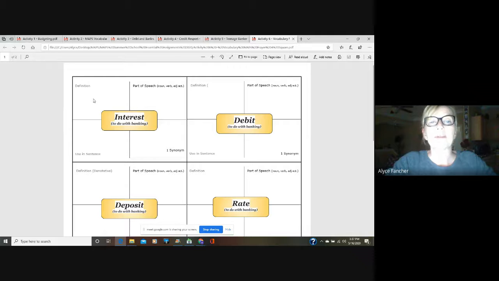Again, you'll give the definition, but this time instead of giving an antonym, you will give what part of speech it is. Is it a noun, a verb, an adjective? And just as a hint, usually when you look up the definition, the part of speech is listed right there as well. You will use it in a sentence and then provide one synonym, a word that means the same thing. And again, you will fill in these 4 squares for each of these words that are located in the middle of each of these boxes. So that is activity 6.